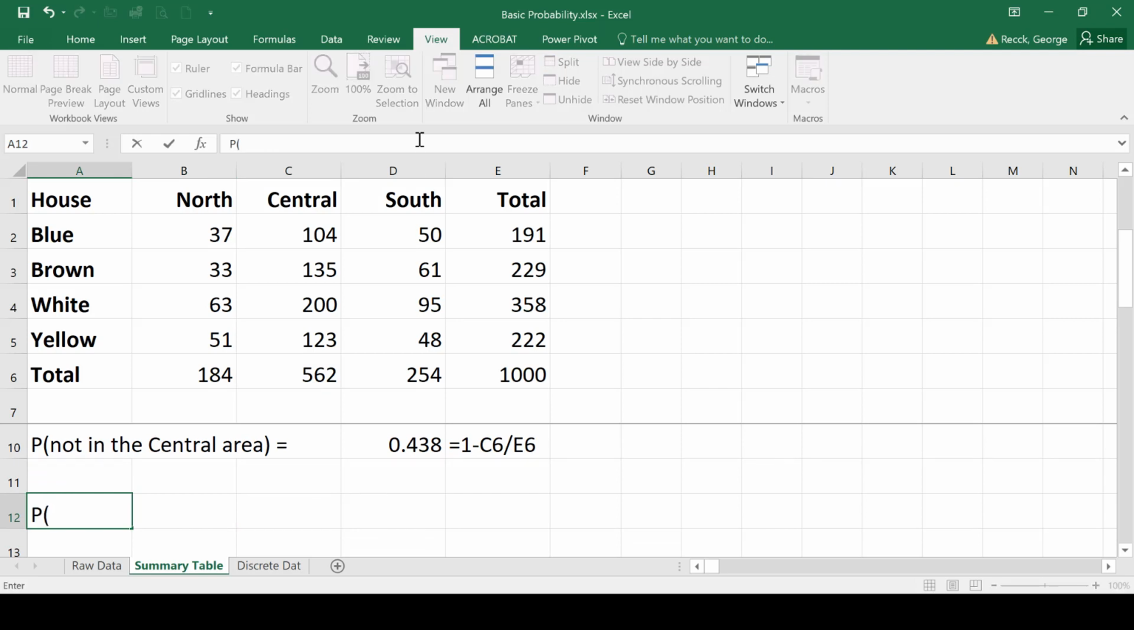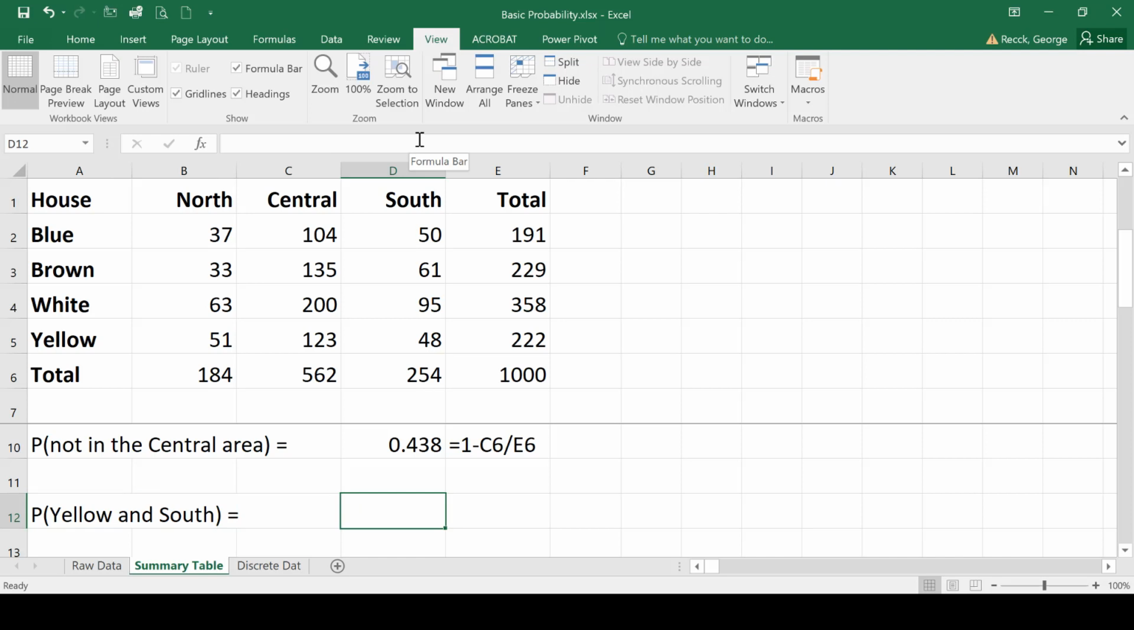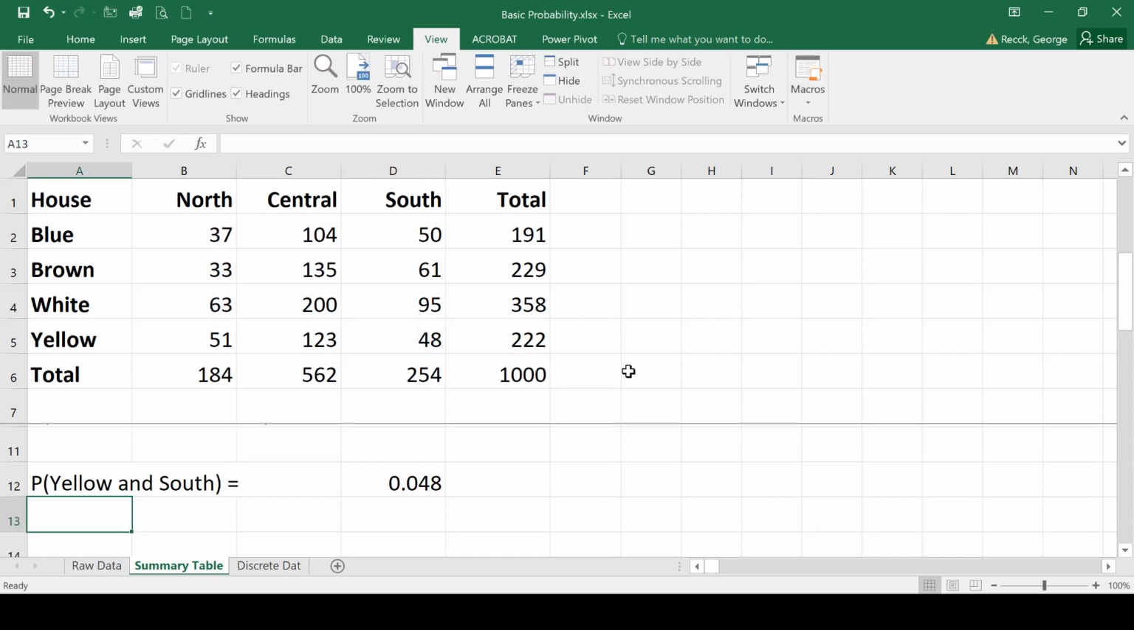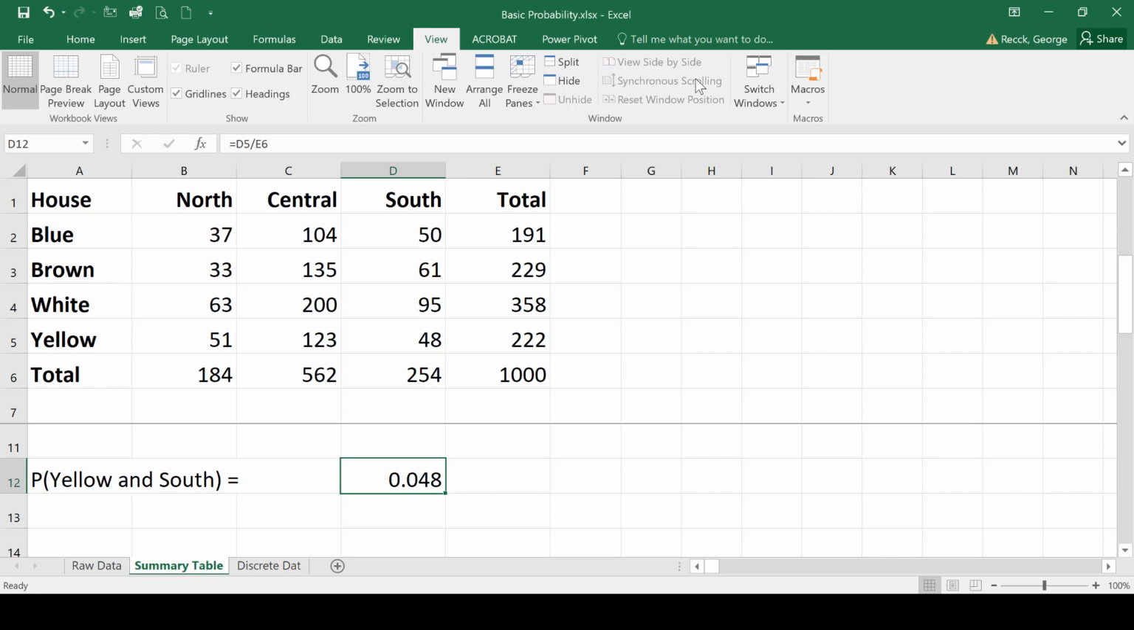The next probability is the probability that the house is yellow and in the south region or area. Here, we're looking for the intersection of south and yellow. So that value is 48 in D5. Then, of course, we divide that by 1,000. At this point, we're always working with values out of the grand total.